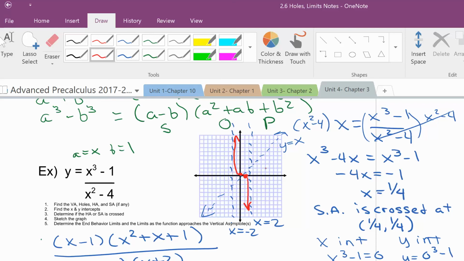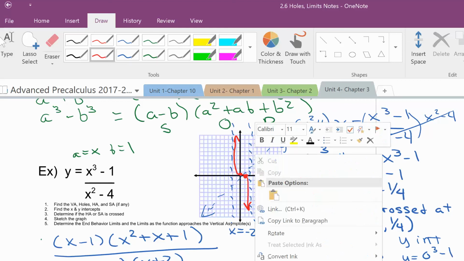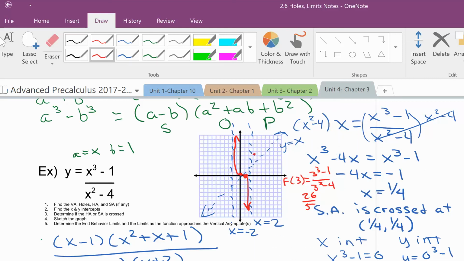Then you need to put in some numbers, like, for example, 3. So 3 to the third minus 1 over 3 squared minus 4. So you get 26 over 5. So 5 and 1/5. Okay. So that means it's going to go up towards the asymptote there and slide with the slant asymptote going out.